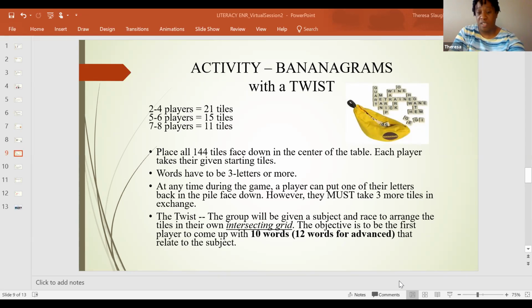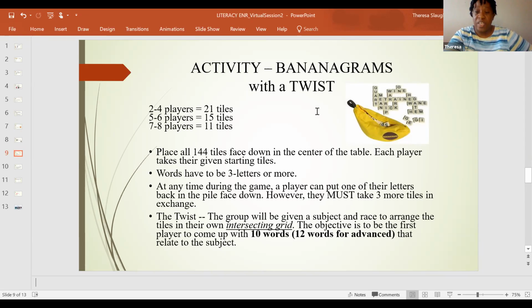Here's the twist. You're going to give the group a subject and they have to race to arrange their tiles in the intersecting grid, which is up here, and be the first one to come up with 10 words using the tiles. I say 12 words if you have an advanced group of kids. You can do 15 words. Those are just basic numbers, but they have to come up with 10 words.